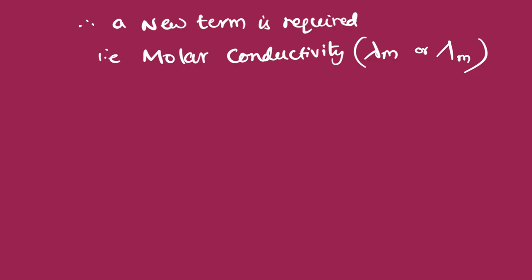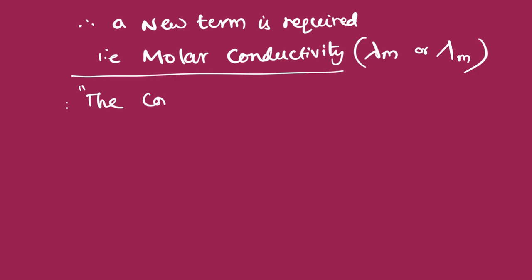Therefore, a new term is required. That is molar conductivity. That is denoted with lambda m, otherwise simply like this symbol, that is not the exact lambda type. This is called the molar conductivity symbol. So what is the molar conductivity?